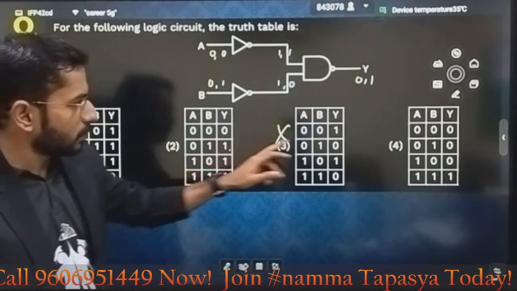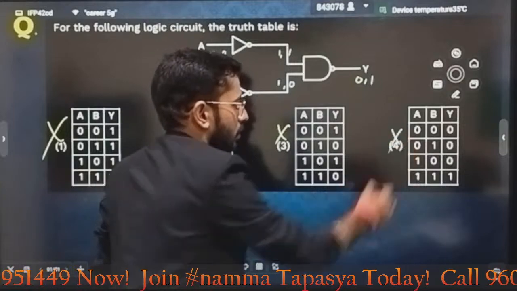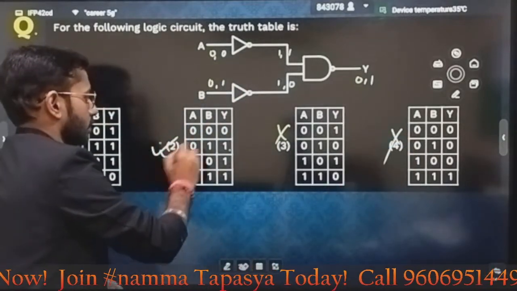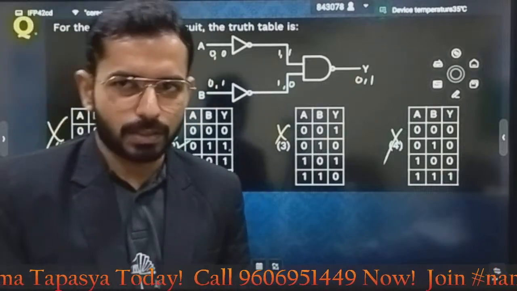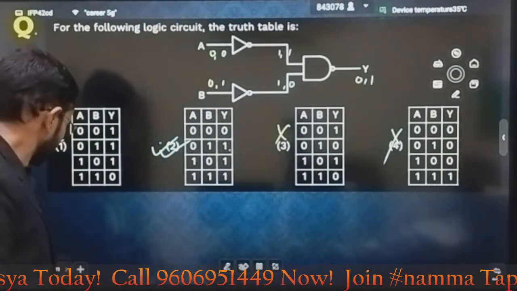0 1 1 0 1 0, that means option 4 is also eliminated. Directly I can say option B will be the correct option. You don't need to solve it completely, just judge your answer. Is that clear?